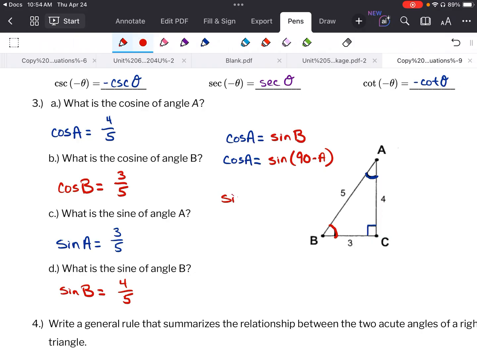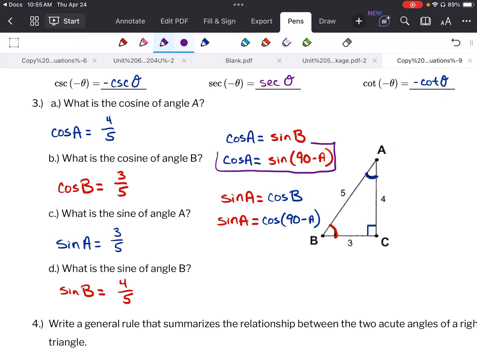Okay, what about sine A, which is equal to cos B? Again, same premise, so sine A is equal to the cos of 90 take away A. Okay, and these are things we might come back to later.